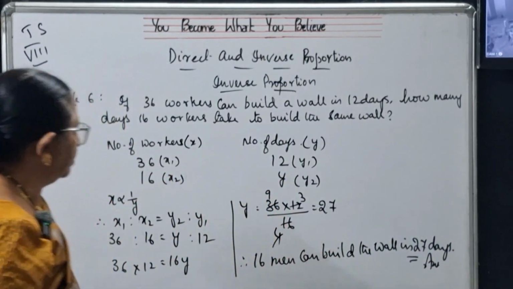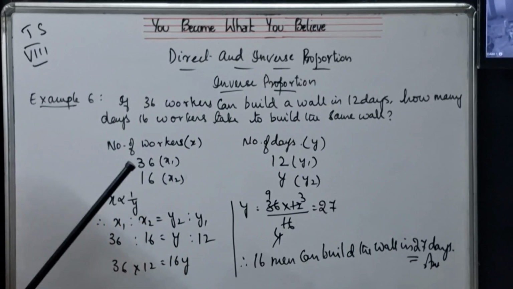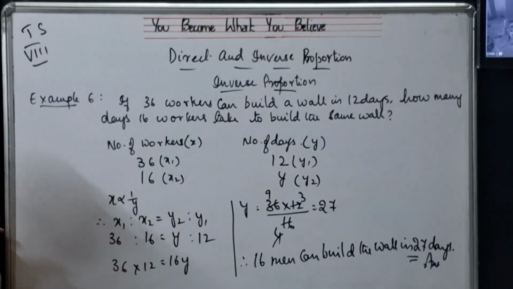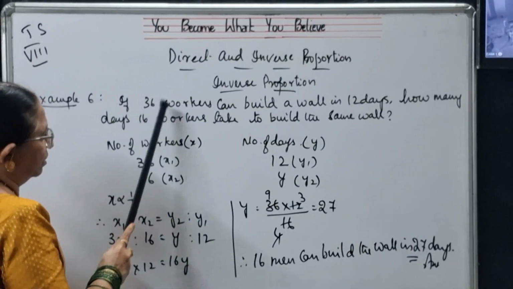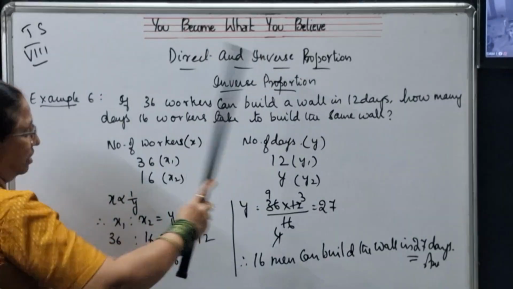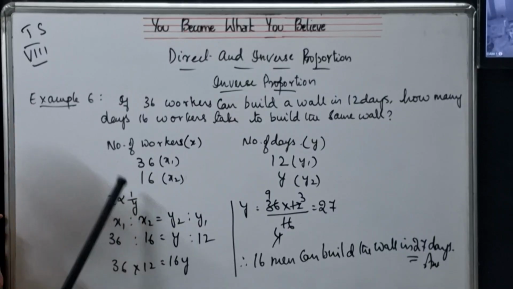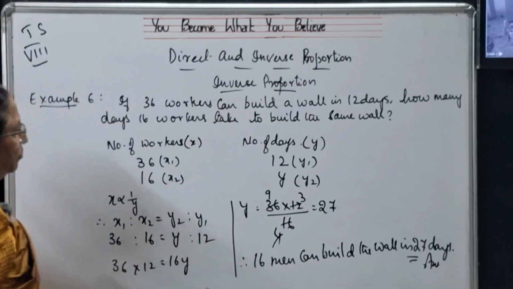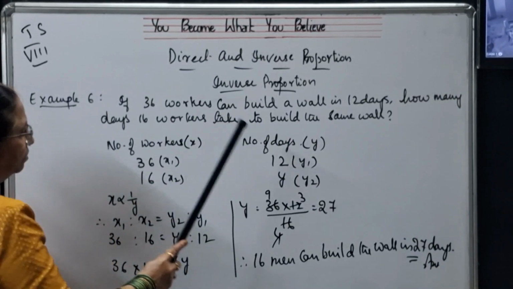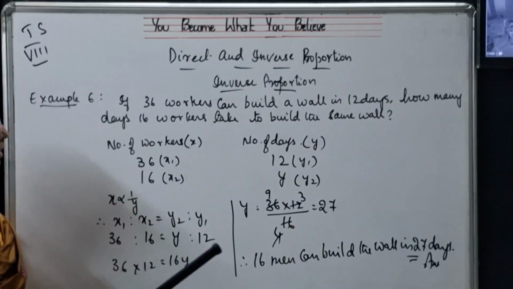So let me explain once again. The problem says that 36 men can build a wall in 12 days. In how many days can 16 workers build the same wall? See children, if workers are increasing, definitely the days will decrease. If workers decrease, days will increase. That means definitely they are inversely proportional. Number of workers, number of days: if you take x as workers, y as days, 36 workers are doing the work in 12 days. For 16 workers we don't know, we are taking it as y.